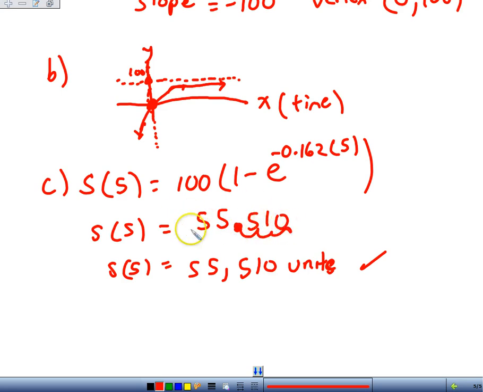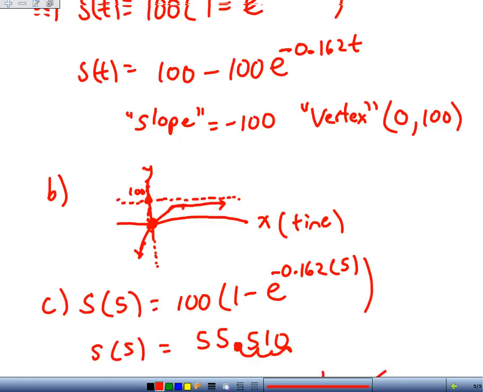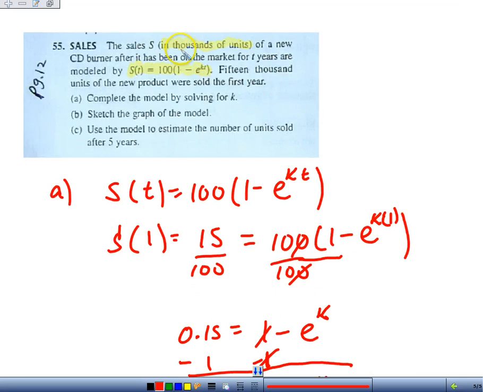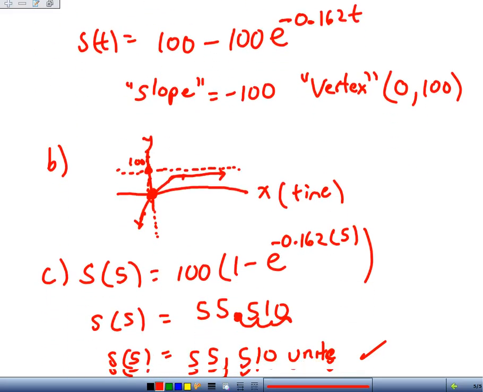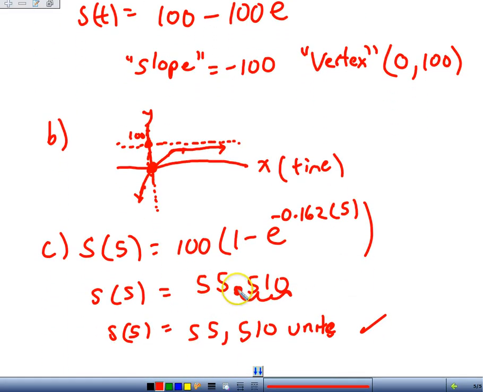But the answer that I got here is 55.510. Now, does this mean that only 55 CD burners were sold? No, not quite. Remember, the top of the equation says that it's in thousands of units. So we have to move the decimal 3 places here. 1, 2, 3. So in reality, 55,510 units are sold after 5 years. Okay, and that is it.